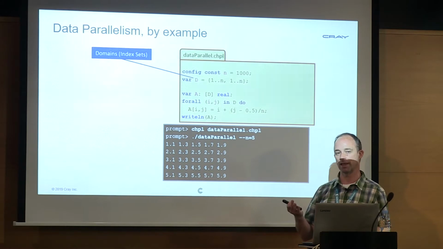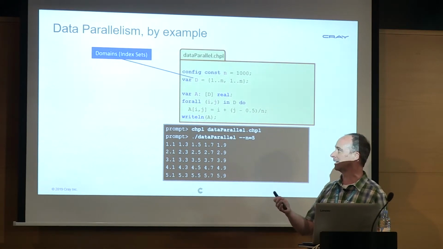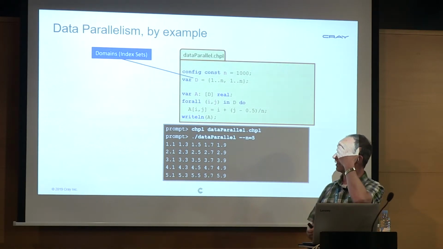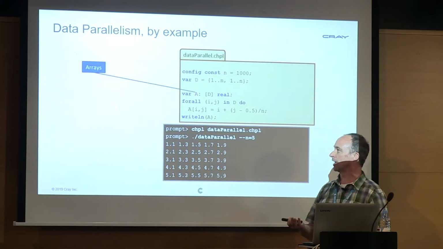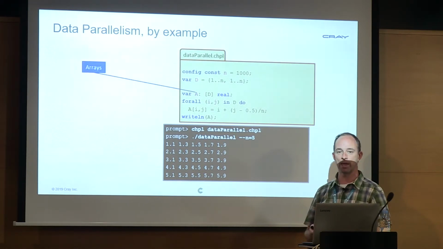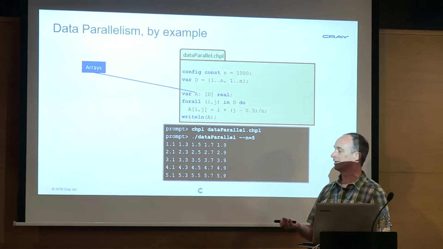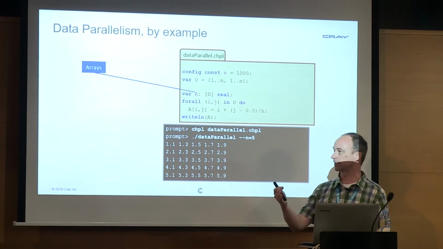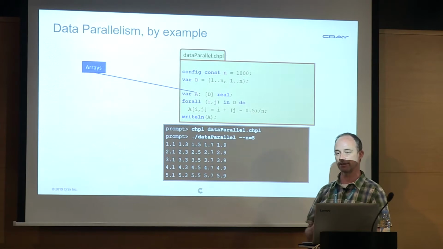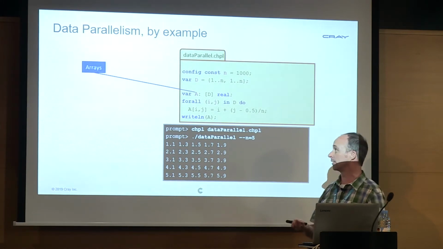And you can think of it as being like an array, except that I haven't actually allocated any data other than what I need to store the bounds of the domain. I can then declare arrays over that domain. So here I'm saying, give me a variable A whose indices are defined by D. So A is going to be an n squared matrix, essentially. And in this case, I say that the elements should be reals. They should be floating point elements. And so then I'm going to use a forall loop.